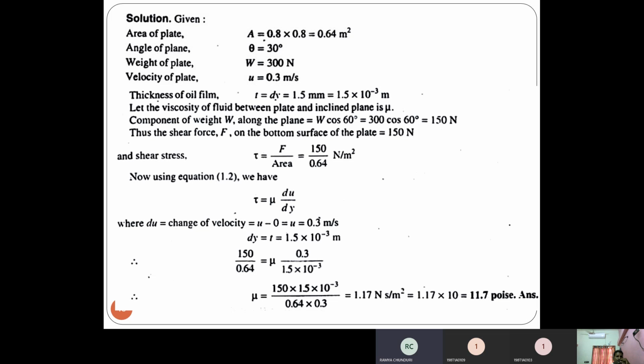We can express that value in poise also. One poise is equal to 1 by 10 Newton second per meter square, so 1 Newton second per meter square is equal to 10 poise. If you want to express that value in poise, you can multiply it by 10. 1.17 into 10 is equal to 11.7 poise. This is the simple information regarding this problem.